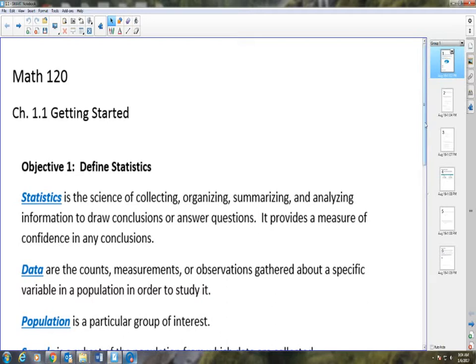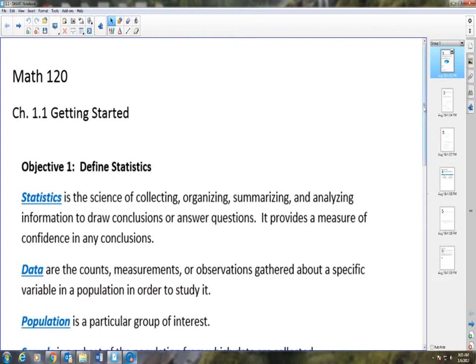This class you're going to find is not quite like the regular math class that you took before. This class requires us to know a lot of different definitions, and we're going to do a little bit of computation as we go along. So let me go ahead and define what a statistic is so we can all get started.